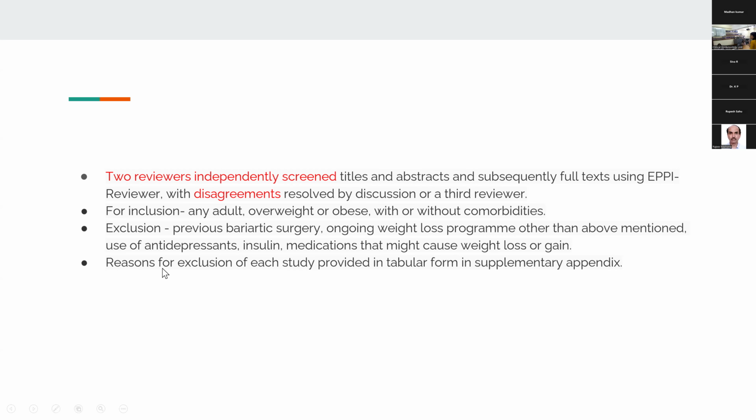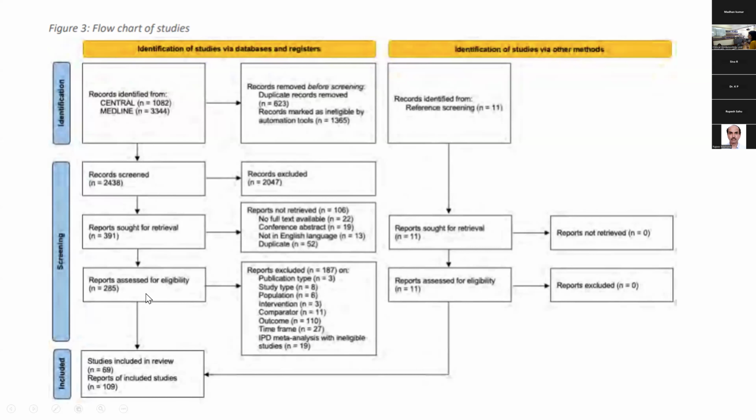Now, one thing that I found very positive was that they had very detailed tables as to why studies were included, why studies were excluded. Before we go into that, I am just showing the PRISMA flow diagram. They had about 4,000 studies that they identified. They removed records because of duplication. They removed some ineligible records, had 2,438 left, and excluded another 2,047. Here, they have not given the reasons for exclusion.